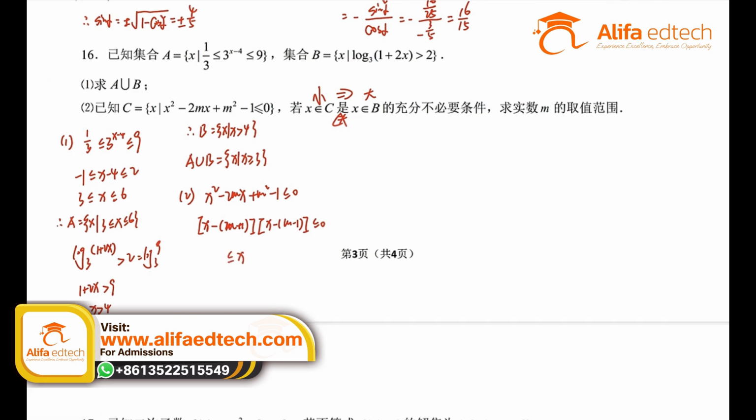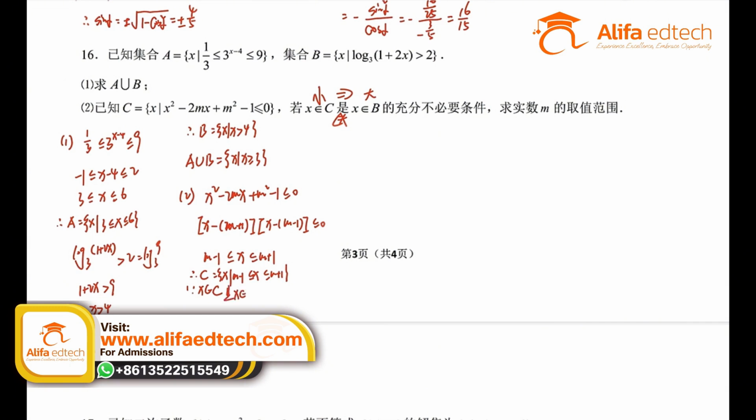So we take the middle part, so x is greater than or equal to m minus 1 and less than or equal to m plus 1. Because x is in C, this is set C. You'd better write down the range of set C. So for set C, x is greater than or equal to m minus 1 and less than or equal to m plus 1.